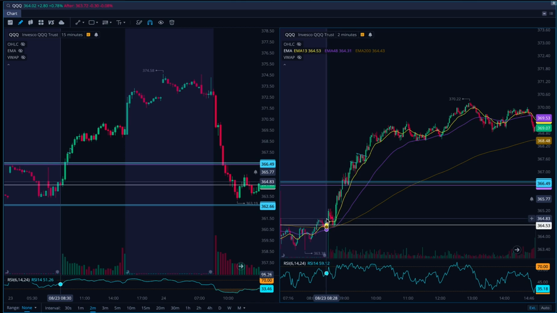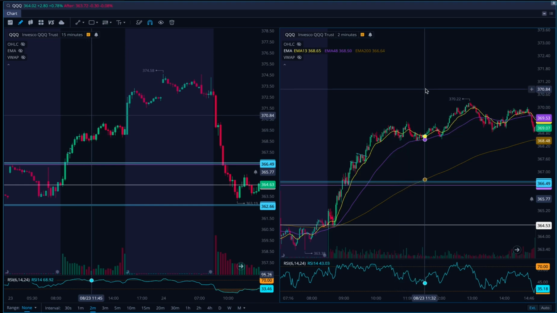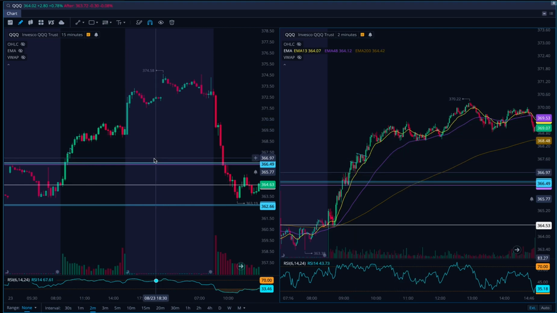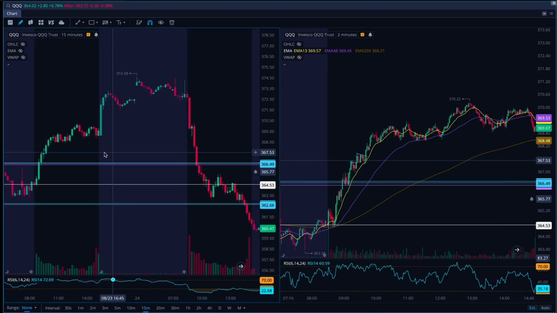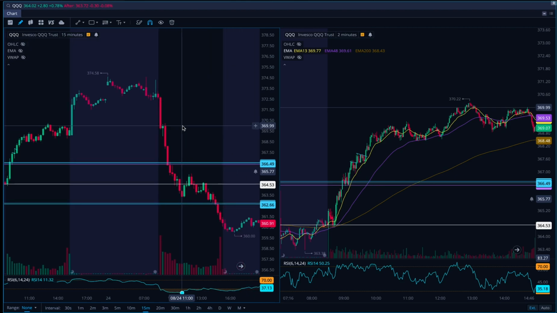So we identified the trend, we entered on a pullback in the trend, and we simply followed the rules and exited when we were told to. All right, so that is the first day we're going to go over. About a 200% trade right there on QQQ.